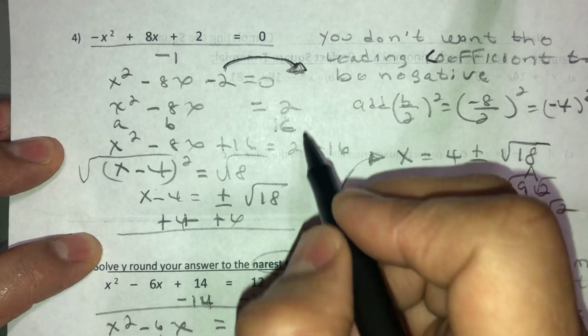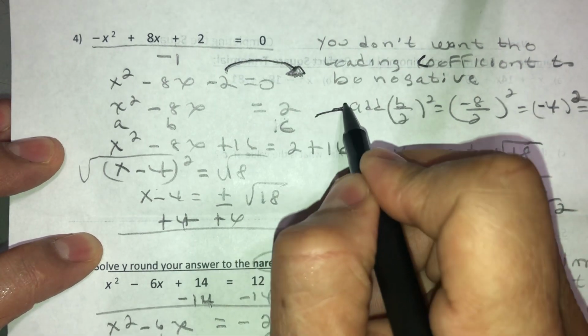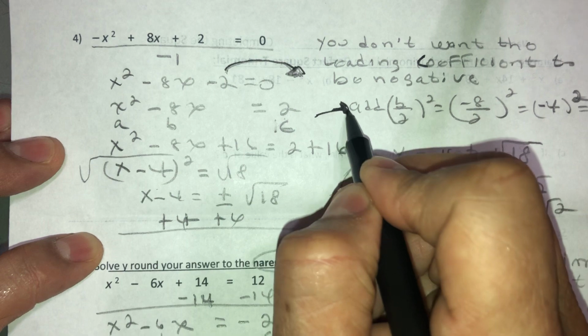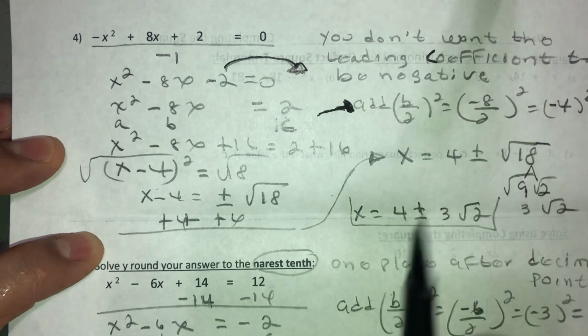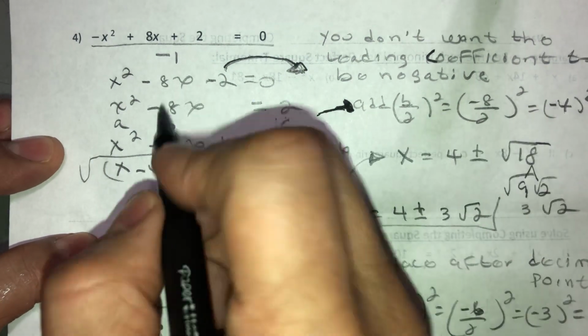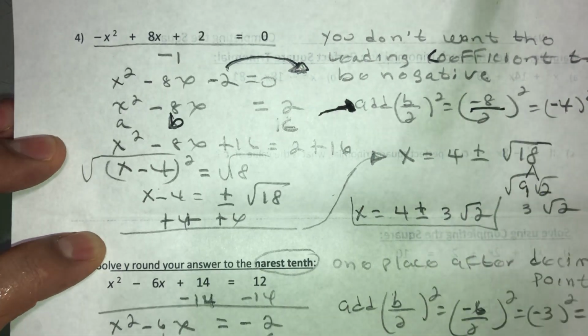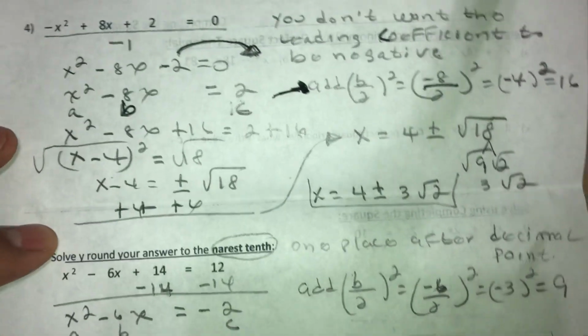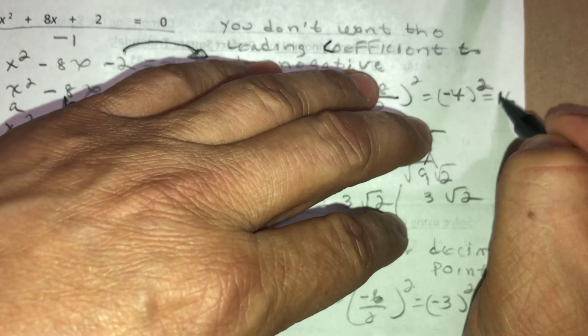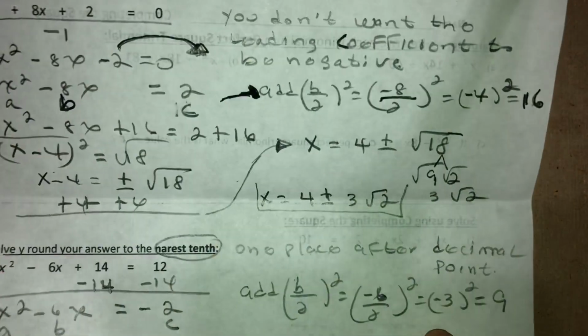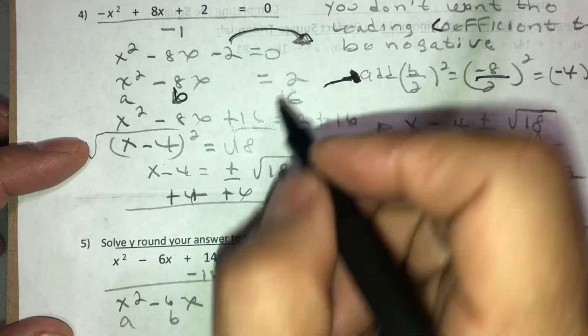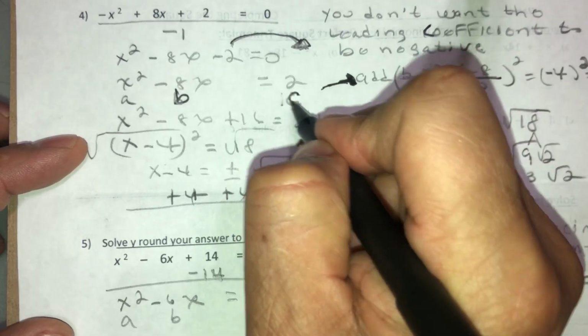Then, same thing, add b divided by 2 squared on both sides. When I do that, my b here is negative 8. So negative 8 divided by 2 becomes negative 4. Negative 4 squared is 16. So this is my 16. That means that I have to add 16 on both sides of the equation, okay?